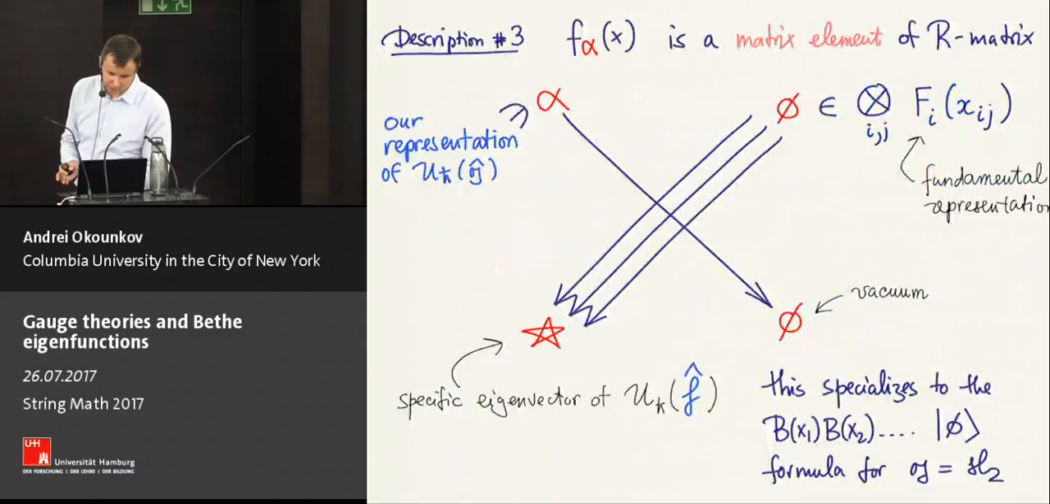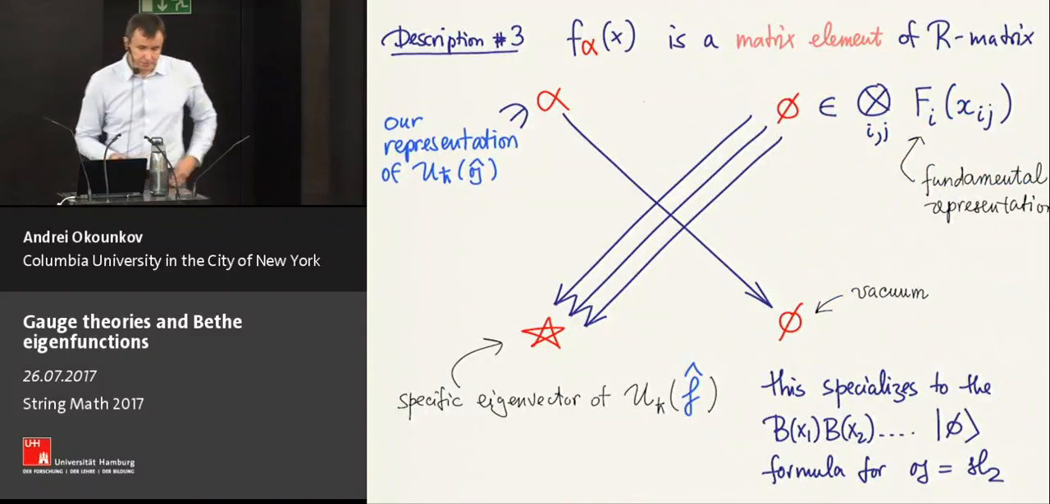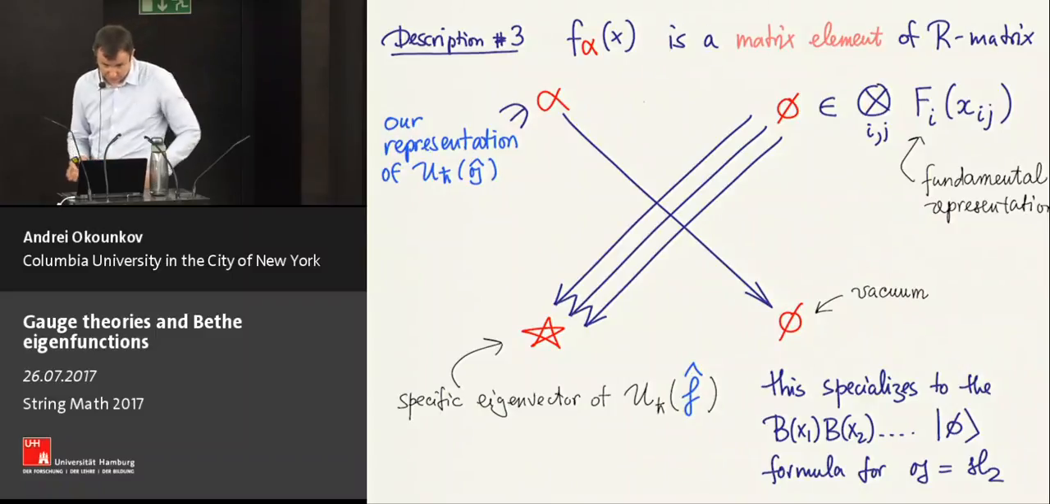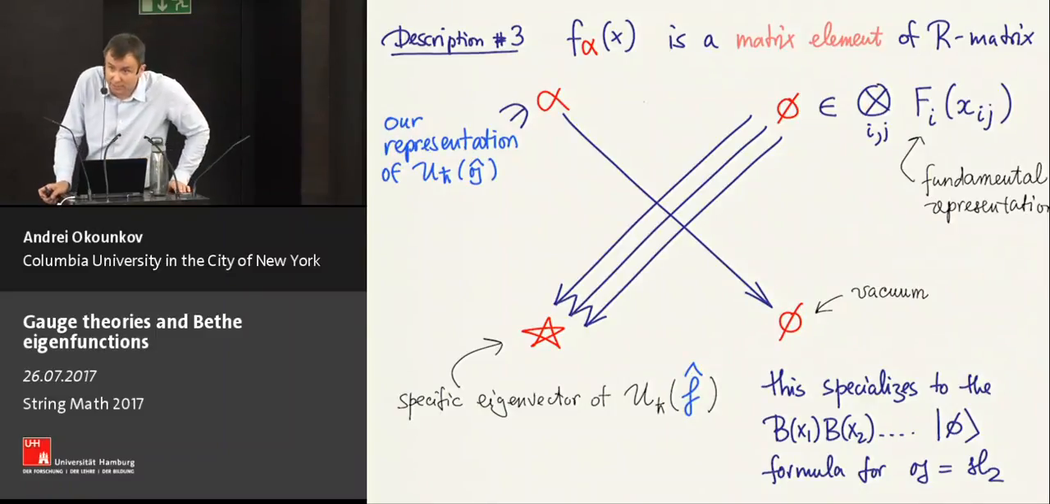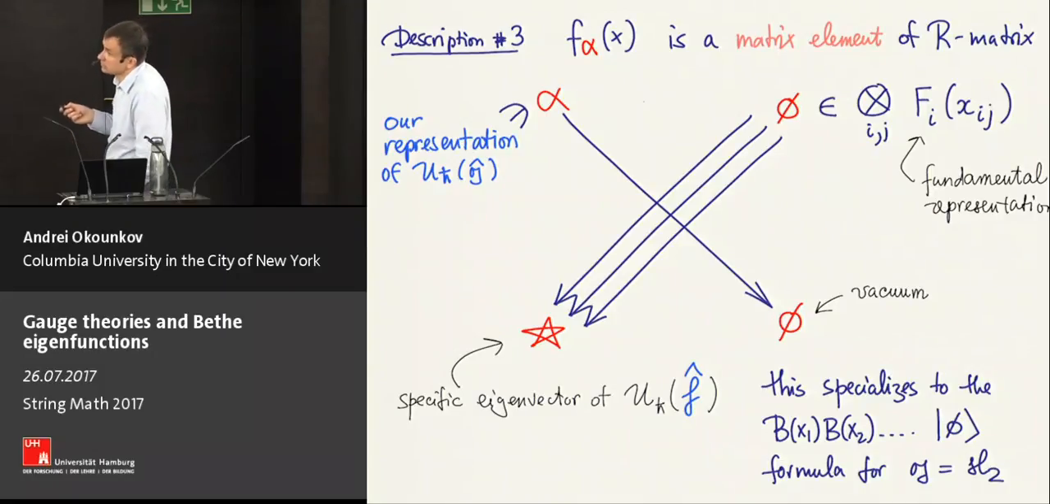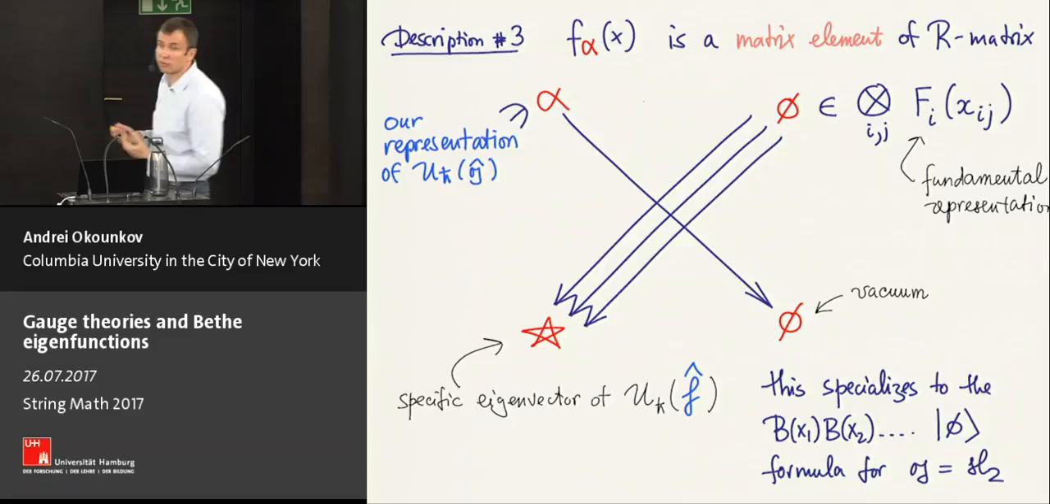So this is maybe for those of you in the subject, I hope this is informative, but for those of you outside, here's a formula. And the formula is very simple, in fact. The formula makes no reference to anything I've discussed so far. Let's just backtrack all the way to the first slide. I have some vector in a representation of my quantum group, and now I need a function of a bunch of variables. How are we going to get that function? I'm going to braid that state with the vacuum in a tensor product of fundamental representations, each valued at its own Bethe root.